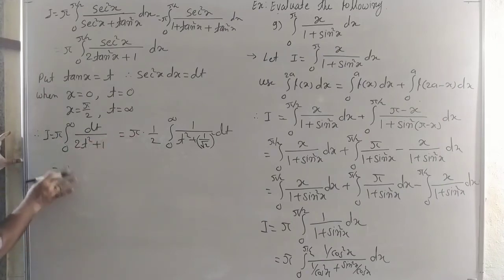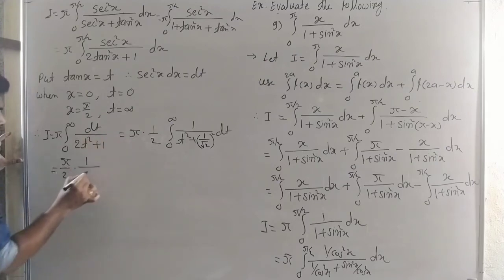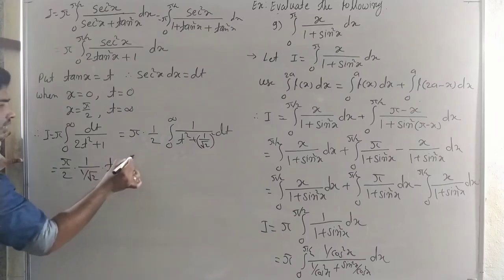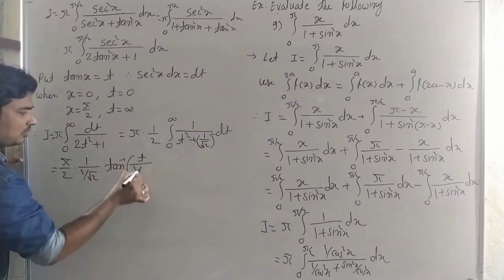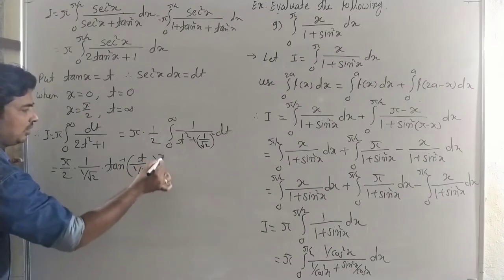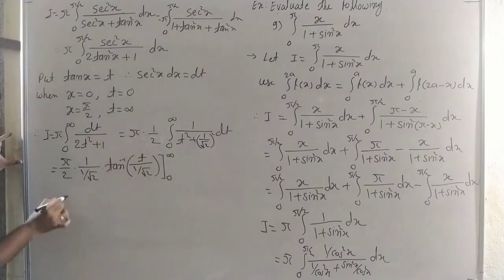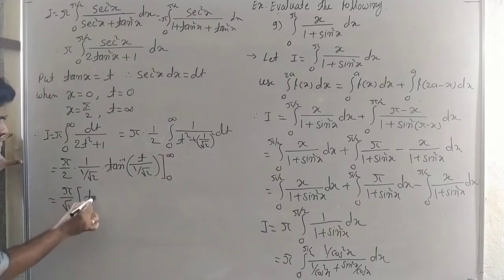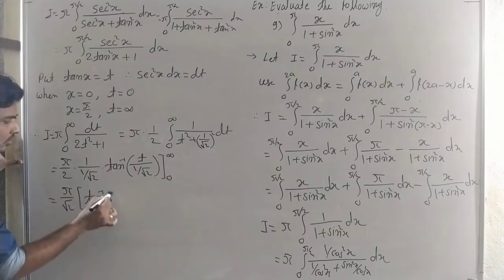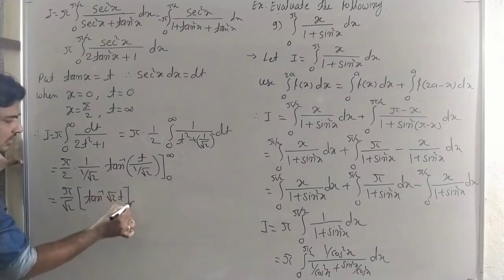Pi by 2 as it is, into 1 by a, that is 1 by under root 2, tan inverse of x by a, that is t by 1 by under root 2, with limits 0 to infinity. Carefully, it is root 2, that means it is pi by root 2 tan inverse of root 2t, from 0 to infinity.